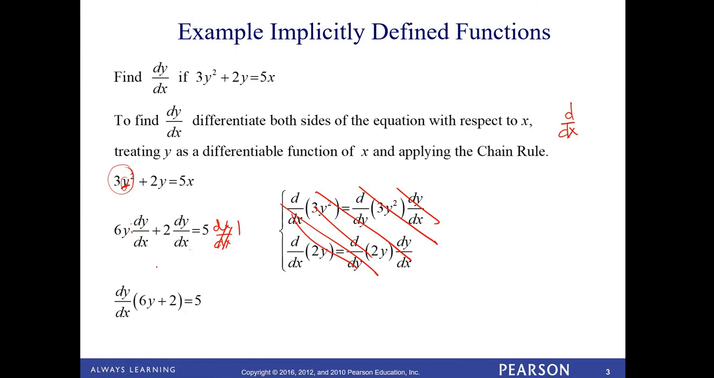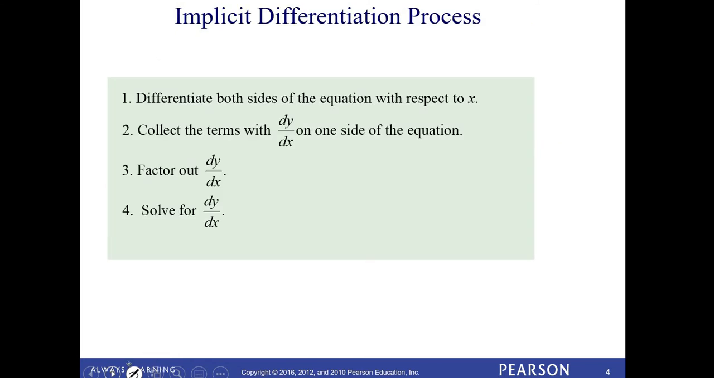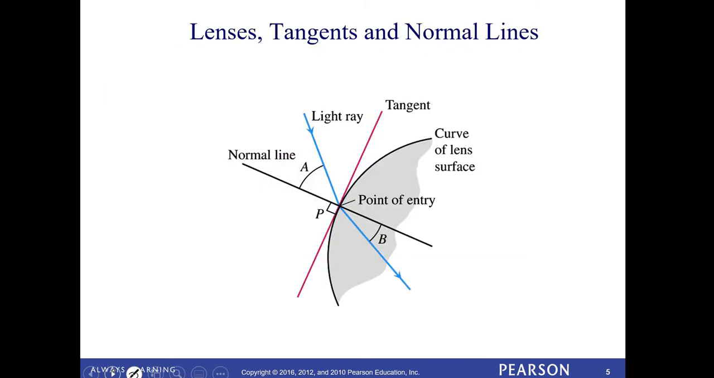All right, so let's keep going. I'm going to factor out the dy dx, which gives me dy dx times 6y plus 2 equals 5. Since I want to solve for dy dx, I divide both sides by 6y plus 2. Let's talk about this. First, differentiate both sides of the equation with respect to x. Collect the terms with dy dx on one side of the equation. Factor out the dy dx and solve for dy dx. So that's our implicit differentiation process.